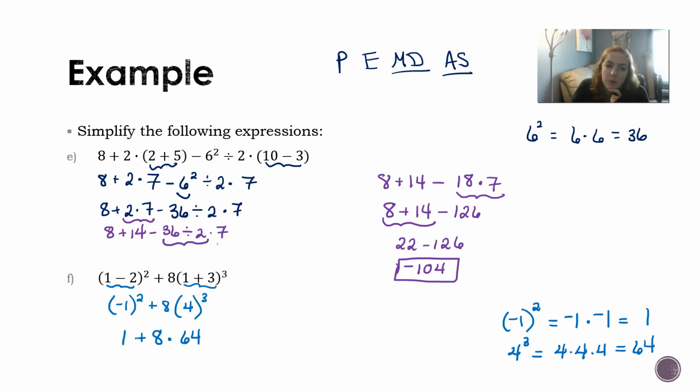Now, we have 2 operations left. Of course, we've got to do that multiplication first. 8 times 64 is 512. And then last but not least, we're going to go ahead and just add those together to give us 513. I ran out of room there, but you can go ahead and just fill it in there. 513 would be our final answer.